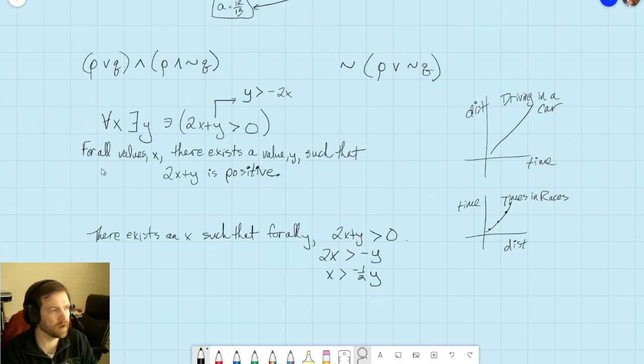Whereas in the upper one here, this said, for any x value you choose to pick, there will exist a y value. So you're looking at your x, and then you're saying, for this x value, I'm going to choose my y value. For this x value, I'm going to choose my y value. Whereas in this case, there exists an x such that for all y, 2x plus y is greater than 0.